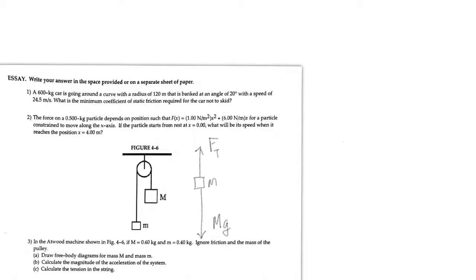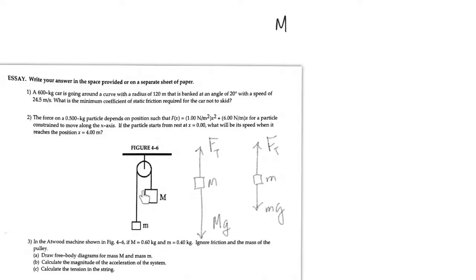The next question is regarding this Atwood's machine, where you have a heavier mass and a smaller mass connected by means of a string. How do you draw the free body diagram? Both of those masses have two forces acting. One is the tension in the string. The other is the weight.